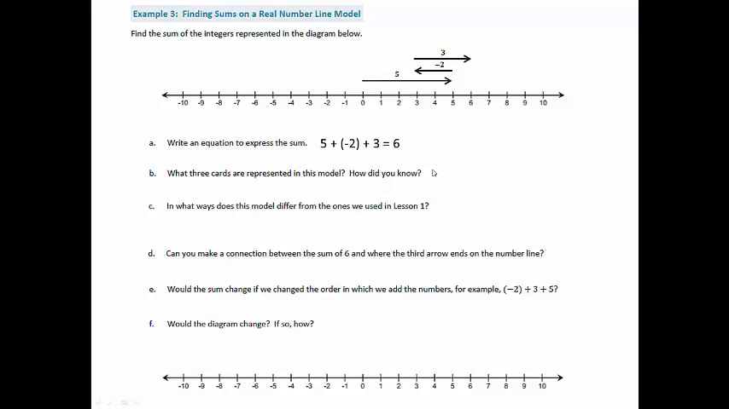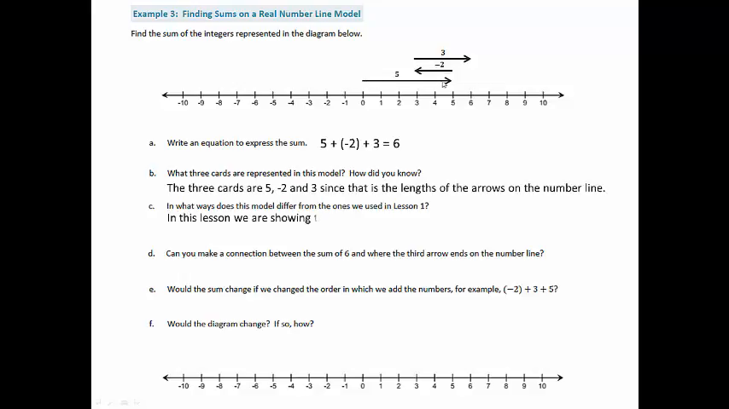If we were to choose 3 cards that represent this model, the 3 cards would be 5, -2, and 3, since that's the length of each arrow on the diagram. Question C says, in what way does this model differ from the ones we used in Lesson 1? Well, in Lesson 1, we were using hops. In this lesson, we're using straight arrows, called vectors, that represent the length of the number. Each of those methods, whether we're using hops or straight vectors, show us the same total movement.